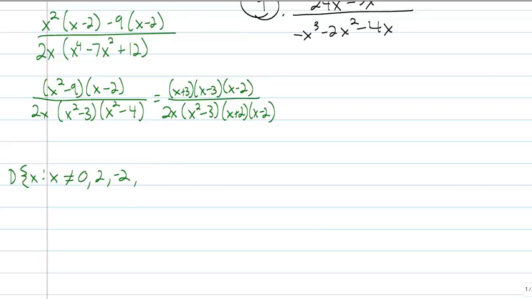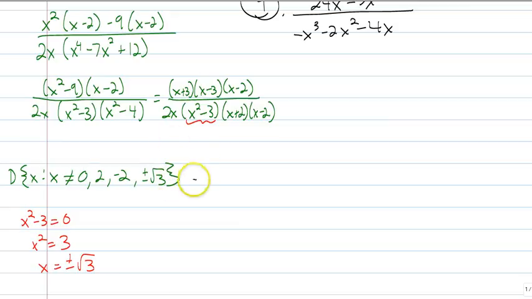Now, you also have to look at this piece here. If you set that piece equal to 0, I'm going to do that down here real fast. X squared minus 3 equals 0. X squared equals 3. X is plus or minus root 3. Okay, so that means that if you have plus or minus root 3, those are also things that will make the bottom 0. We do not want that. So these are all our domain restrictions.